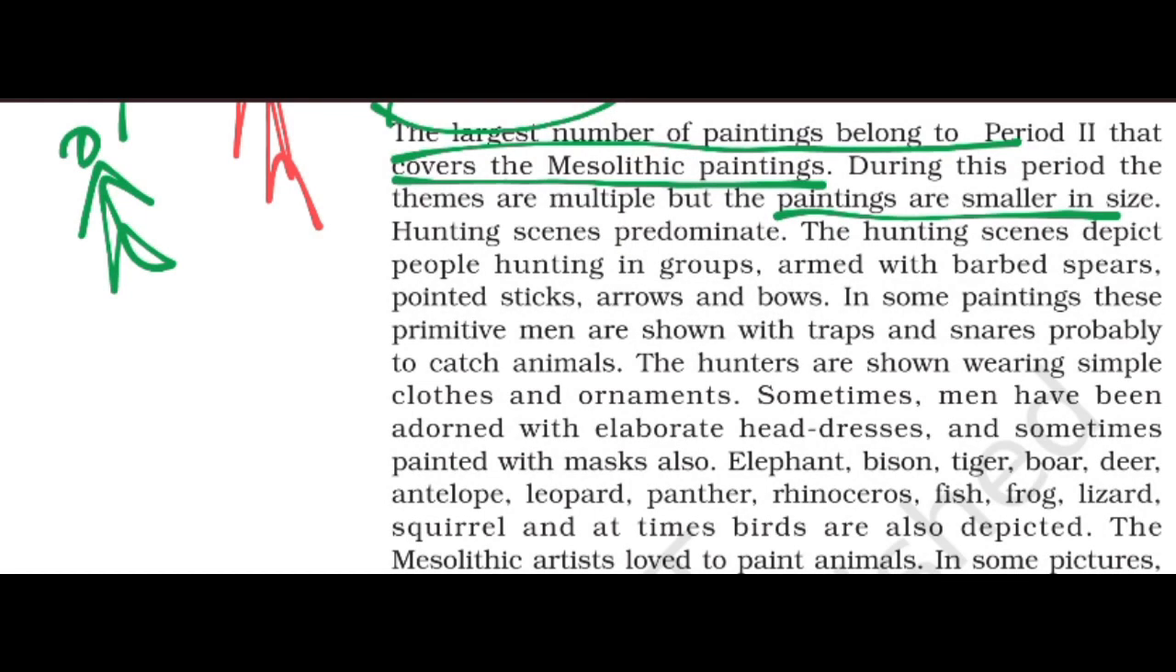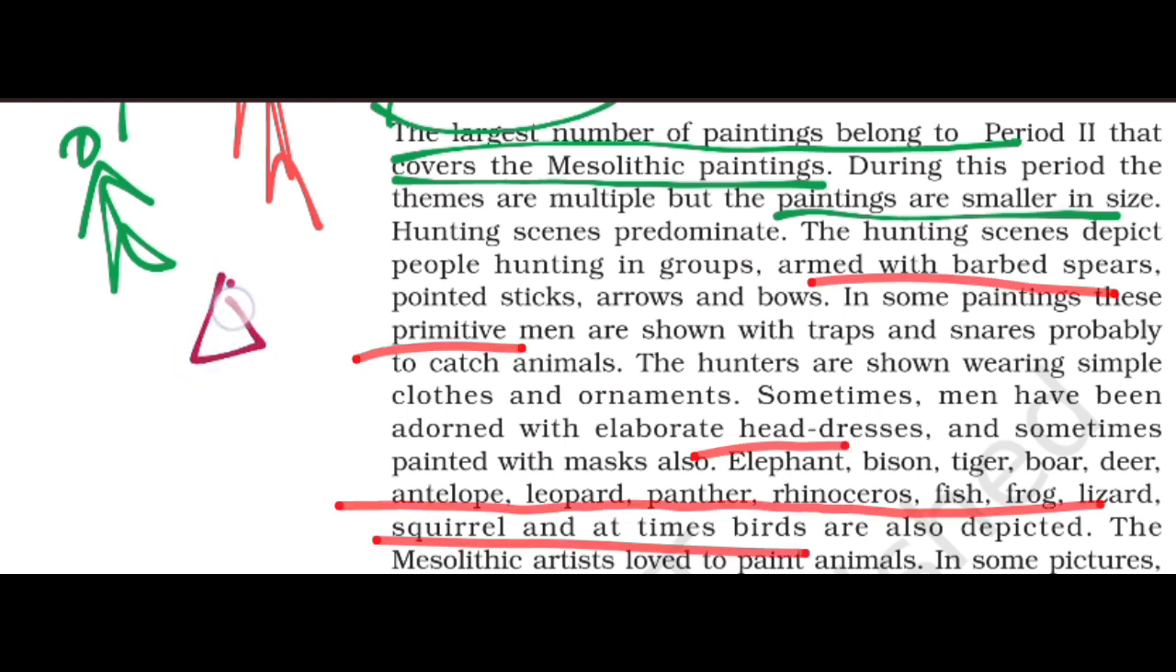The hunting scenes depicted people hunting in groups armed with barbed spears, pointed sticks, arrows, and bows. These pointed sticks are like this, you can say bhala. In some paintings, these primitive men are shown with traps, snares, probably to catch animals. The hunters are shown wearing simple clothes and ornaments. Sometimes men have been adorned with elaborate headdresses and sometimes painted with masks also.